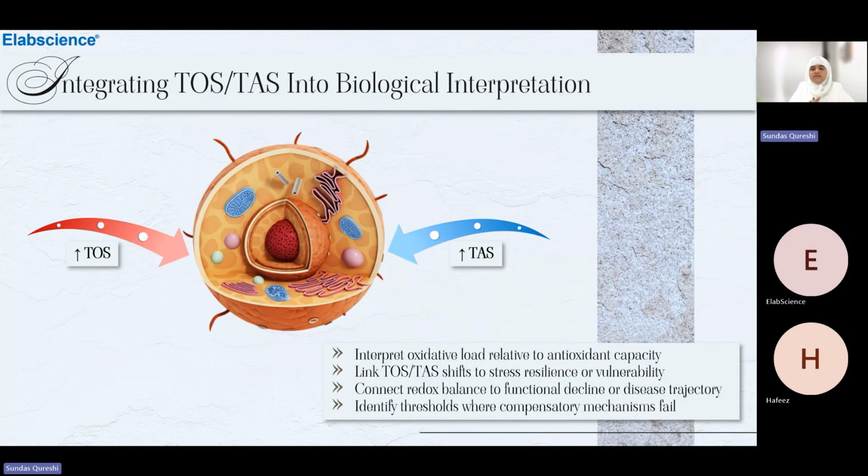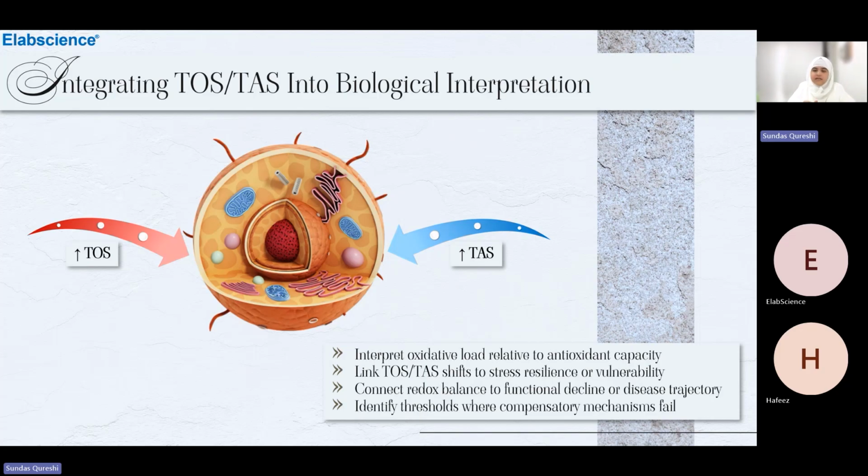Using this balance, we can interpret whether the change in phenotype is driven by excessive oxidative load, inadequate antioxidant response, or both. It also clarifies why similar stimuli produce different outcomes across the models.